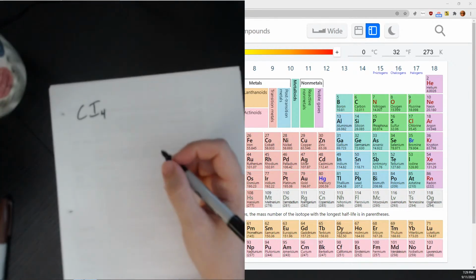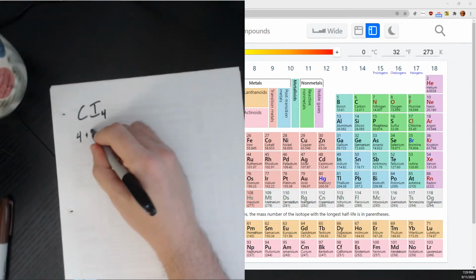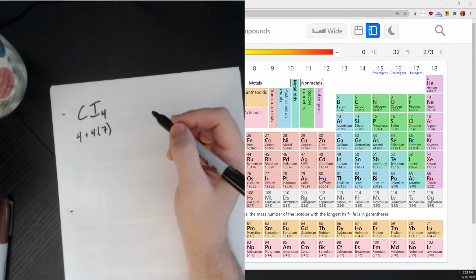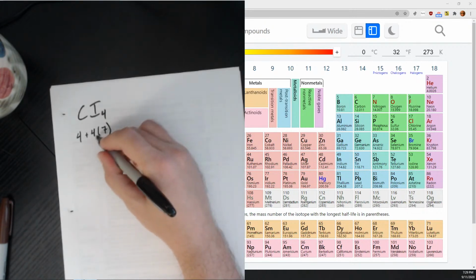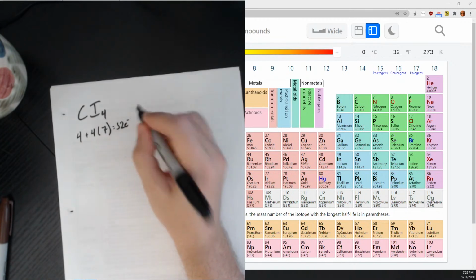All right. So carbon gives us 4 valence electrons. And then each of our iodines gives us 7 valence electrons. There's no charge on this, so we don't have to subtract anything. But 4 times 7 is 28. 28 plus 4 is 32 electrons.